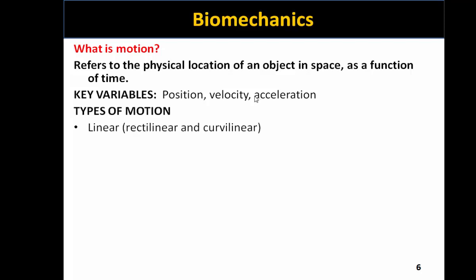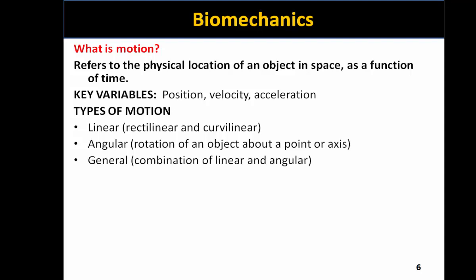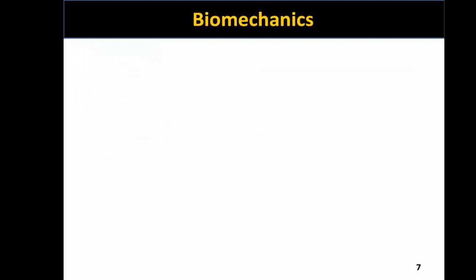There are three types of motion. There's what we call linear motion, which is further defined as either rectilinear or curvilinear. There's angular motion, which refers to the rotation of an object about a point or an axis. And there's the combination of the two, which is referred to as general motion. And so we'll take a closer look in a little bit more detail at these different types of motion in the kinematics unit of the course.